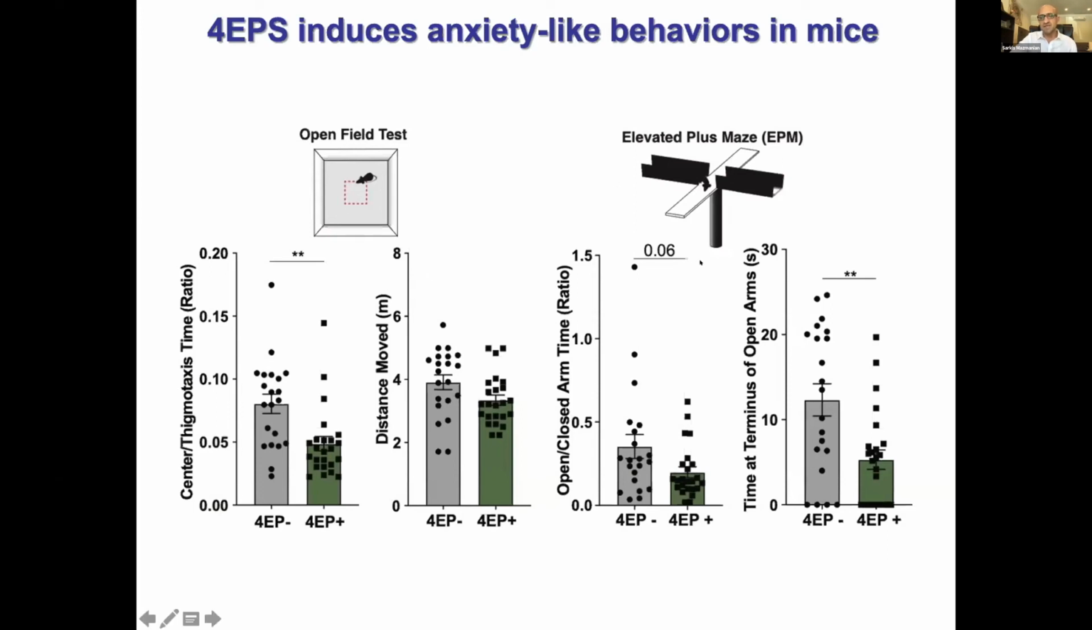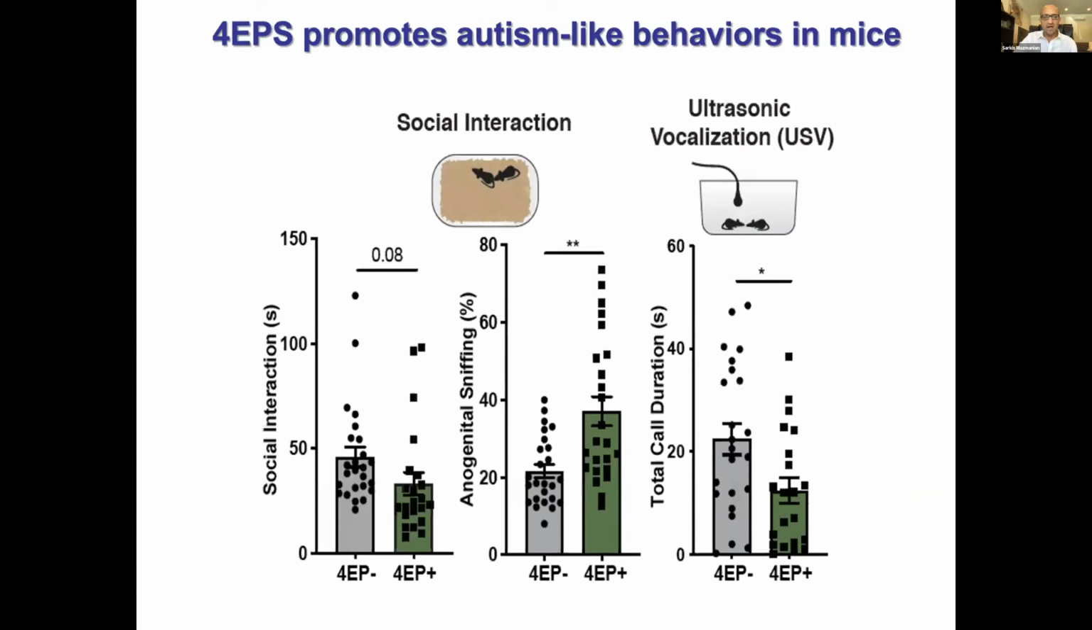We've also looked at elevated plus maze, where the bolder animals will go on these open arms, whereas the animals that have an increased anxiety feature will stay in the arms that are closed. And you can see that there are fewer animals entering these open termini if the animals were exposed to 4EP in the gut. Specifically for autism-like behaviors, we see a change in social interaction, a decrease overall in total social interaction. It doesn't reach significance, but there is an interesting increase in a specific activity of anogenital sniffing. And then going back to the USV test, there's less vocalization in these animals that have 4EPS in their brains.